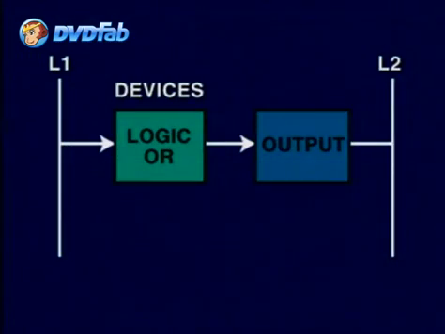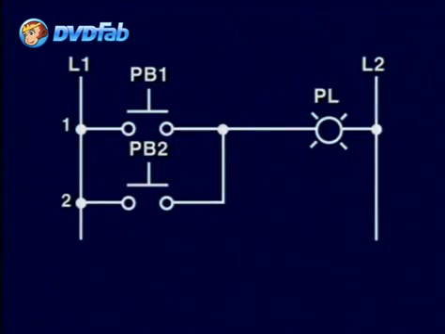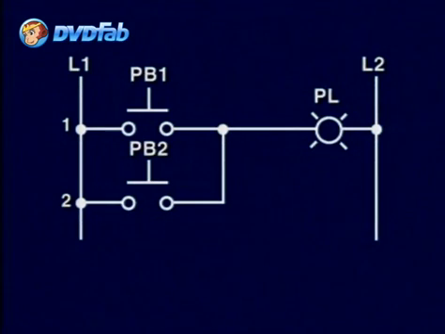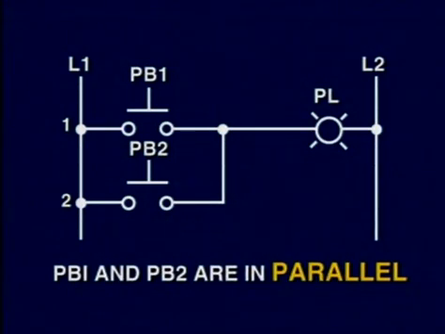The OR logic function describes the result of an output if at least one of its input signal conditions provides a path from L1 to the load to L2. For instance, this OR logic simply states that if PB1 or PB2 is pushed, then the light will turn on. The wiring configuration described by the OR function in this ladder diagram circuit is said to be a parallel connection of the two push buttons, or that PB1 and PB2 are in parallel.